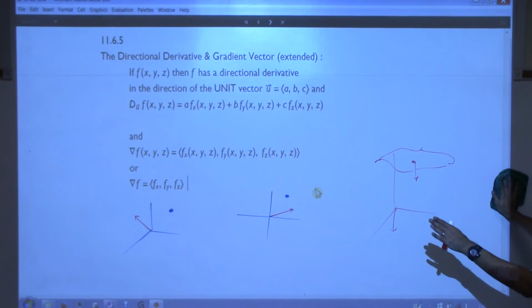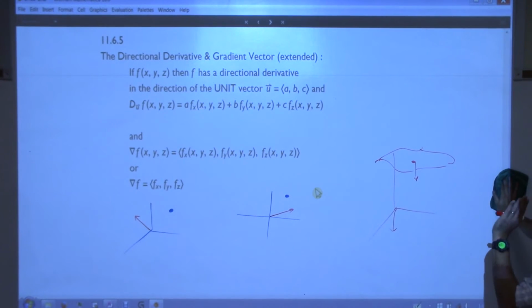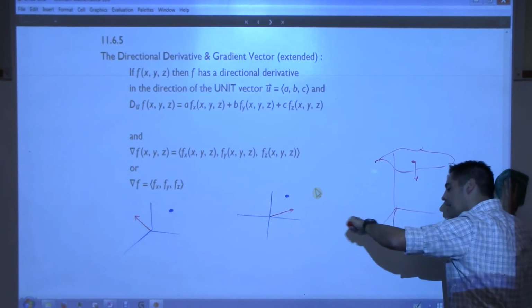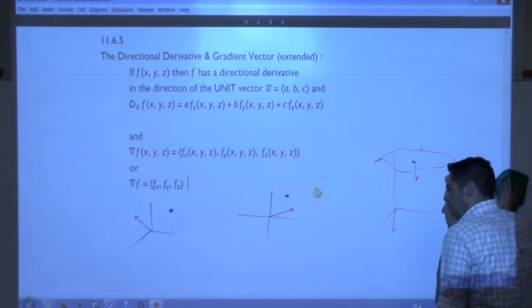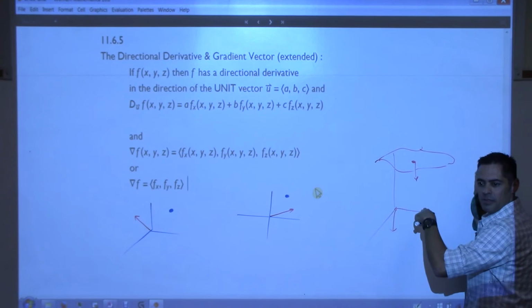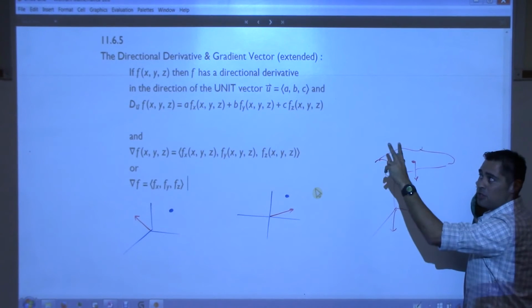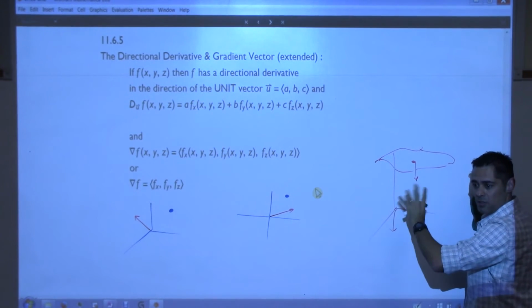So what I'm getting at is, with this, you cannot be talking about standing on a surface. We can only do that when the function is of two variables. Can we actually visualize that?